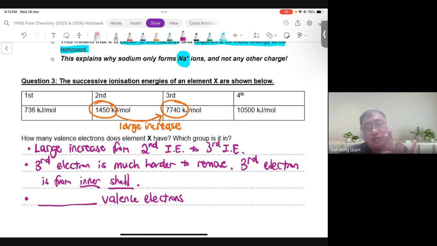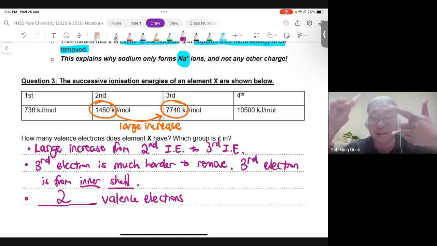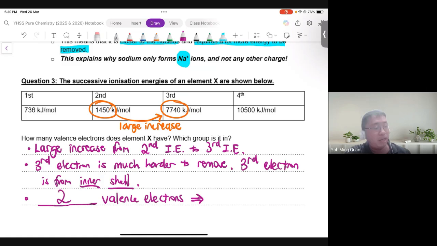If the third electron is the one from the inner shell, that means the first electron is from the outer shell. The second electron is still from the outer shell, meaning X has two valence electrons. The first, the second are in the outer shell. But the third electron, which is much harder to remove, is from the inner shell. So if it has two valence electrons, it must clearly be from group 2. So X is actually magnesium.